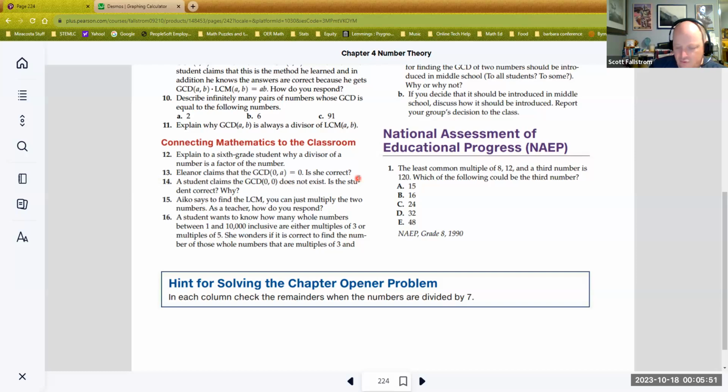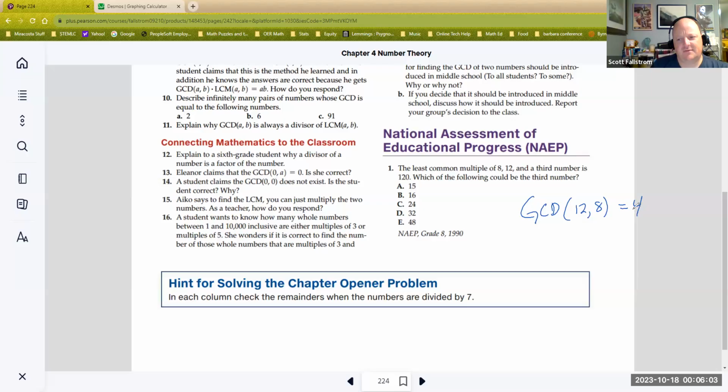Is the student correct? Well, we've got to go back to what the GCD means. The GCD of 12 and 8 is 4. Why? Because 4 divides 12 and 4 divides 8, and there is no larger number that divides both of these numbers. So if you're trying to find a number, we'll call it D.